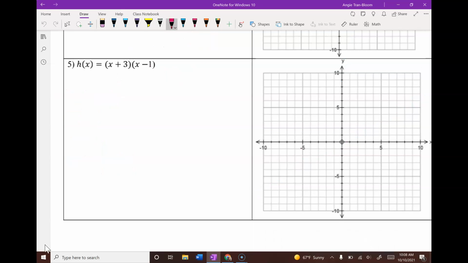Example 5 says h of x equals the quantity of x plus 3 times the quantity of x minus 1. So first, let's state the degree. The degree is going to be 2. Do you want to know how we got 2? If we were to FOIL this out, x times x is x squared. x times negative 1 is negative 1x. 3 times x is positive 3x. 3 times negative 1 is minus 3.